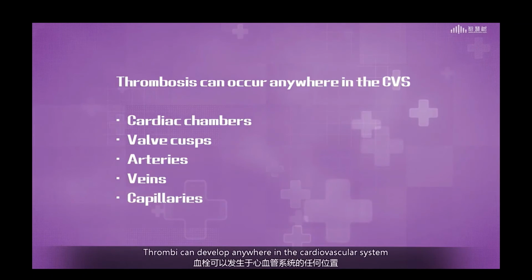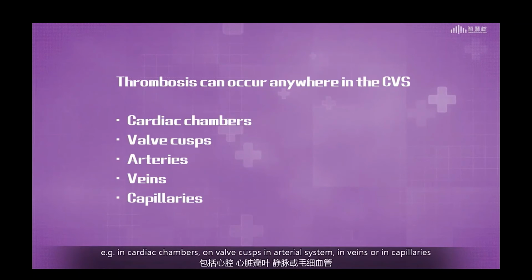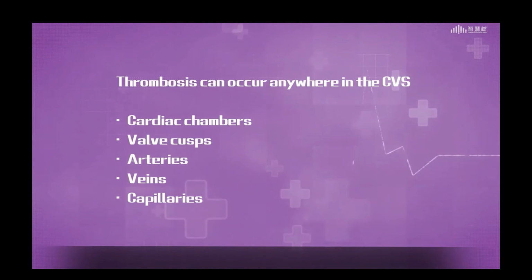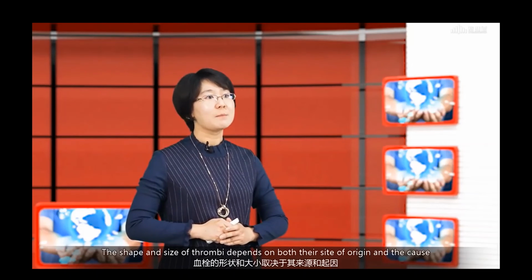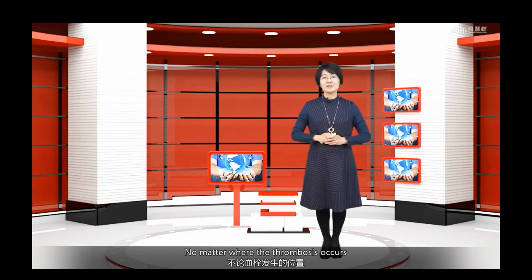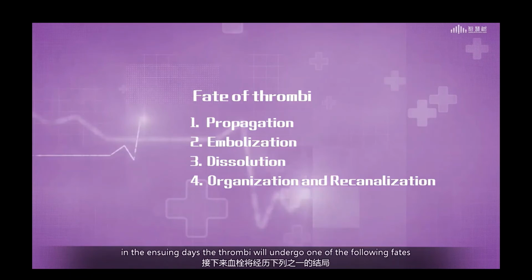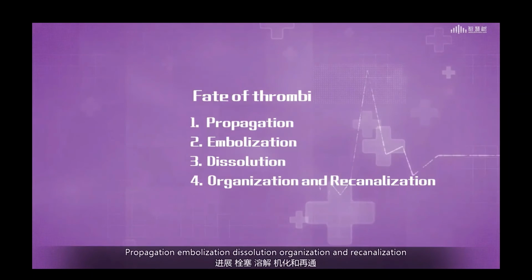Thrombi can develop anywhere in the cardiovascular system, for example, in cardiac chambers, on valve cusps, in arterial system, in veins, or in capillaries. The shape and size of thrombi depend on both their site of origin and the cause. No matter where the thrombosis occurs, if the patient survives the initial thrombosis, in the ensuing days, the thrombi will undergo one of the following phases: propagation, embolization, dissolution, organization, and recanalization.